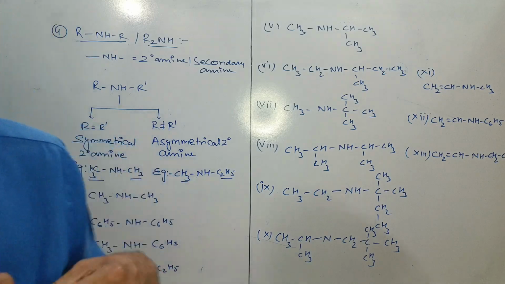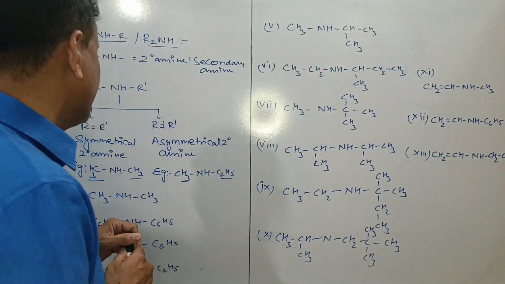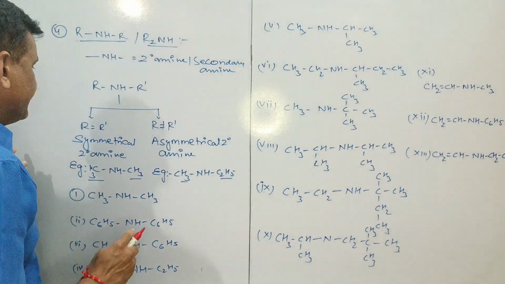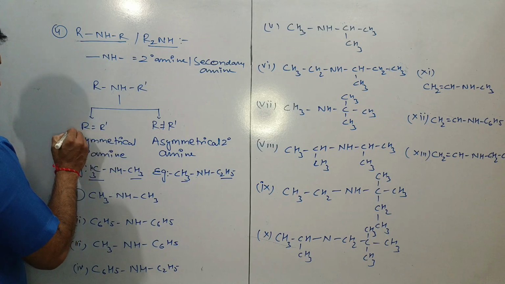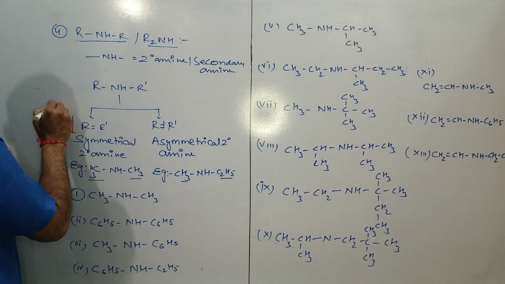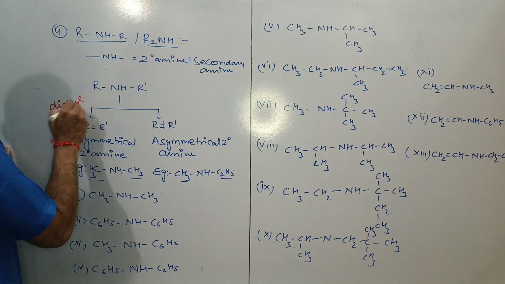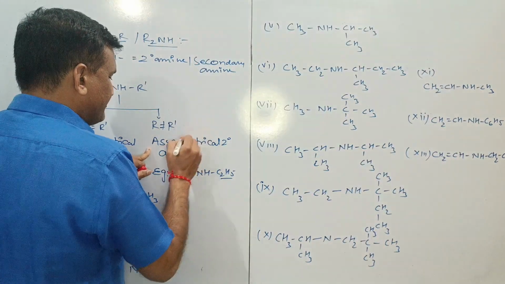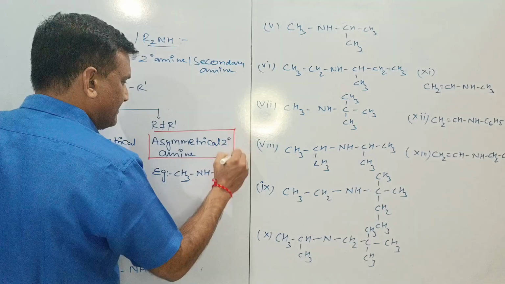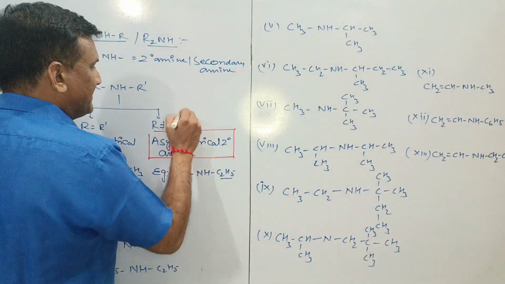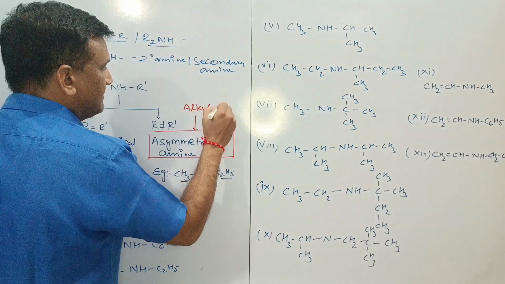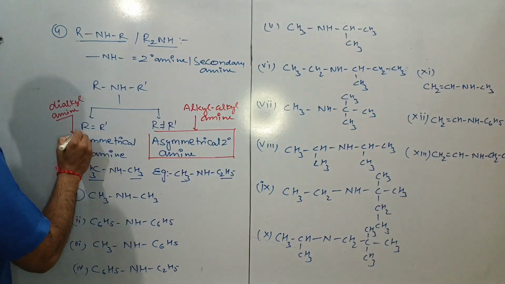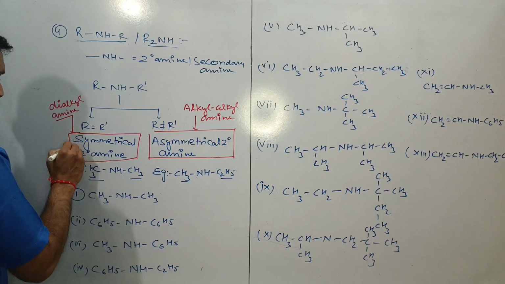Now I would like to go with the name of the compound. So what is the possible name? Symmetrical amines are known as dialkyl amine, because both are the same. If both are different, then it is an asymmetrical amine, and you name the groups alphabetically: alkyl alkyl amine. For the symmetrical amine it will be dialkyl amine.